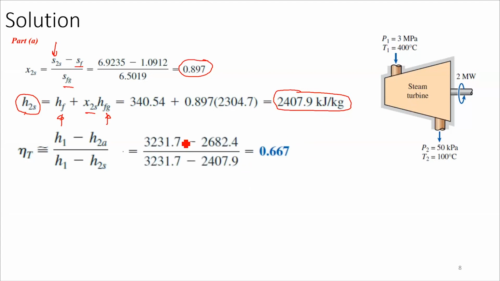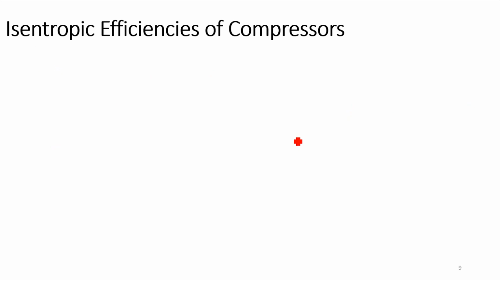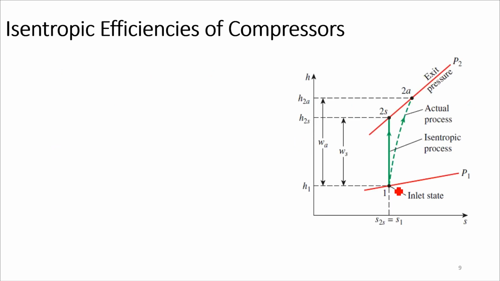You just have to plug in the enthalpies, the three enthalpies that you have got, and this would give you the efficiency of your system to be 66.7%. Similar is the case for compressors. The only thing is just the diagram is varying now. Now you are moving from low pressure to high pressure, P1 to P2.